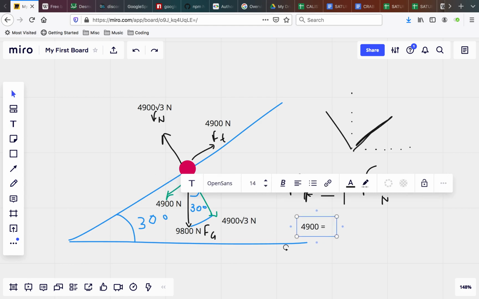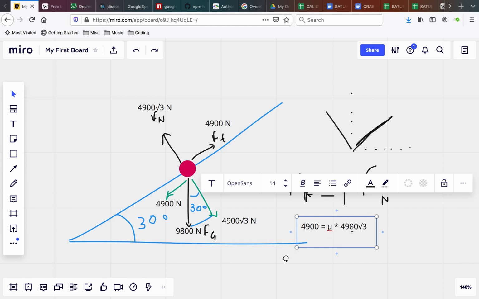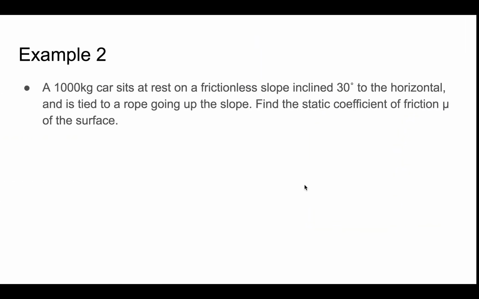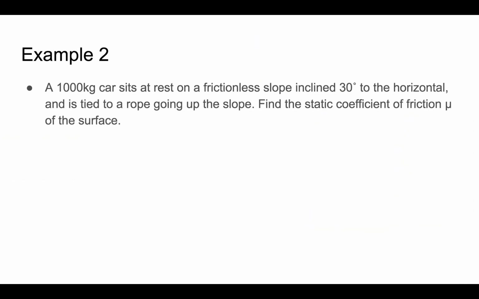4,900 is equal to mu times 4,900 root 3. And so by basic algebra, our mu is equal to 1 over root 3, which is equal to root 3 over 3. And note that mu is dimensionless because we're converting newtons to newtons. All right, so that is our second example, and that is the end of the lecture.